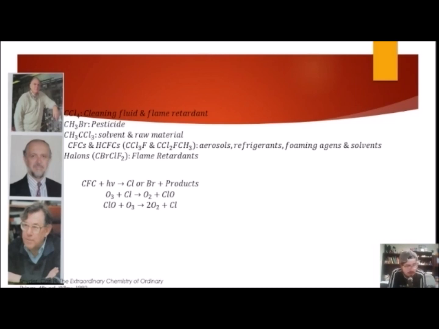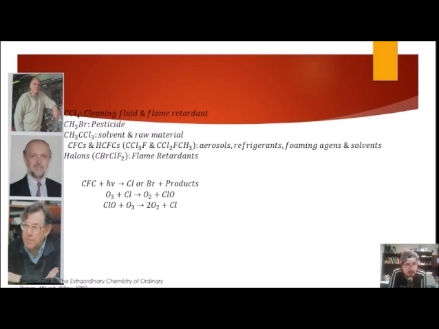They're not going to burn. They aren't toxic to humans. So we can use this. We have things like carbon tetrachloride, which is a cleaning fluid and flame retardant, essentially used in a fire extinguisher to put out the fire. It really doesn't want to burn. Methyl bromide, which was a pesticide. I think chloroform, a solvent and a raw material. Or no, that might be methyl trichloride or ethyl trichloride.